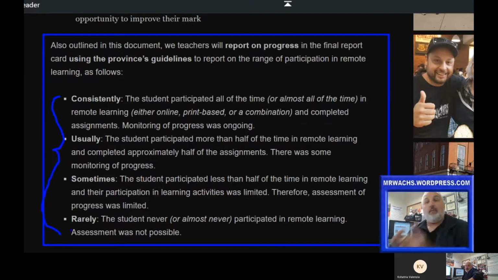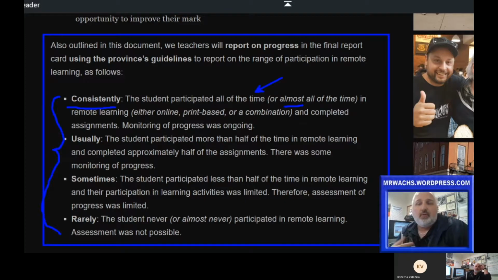Okay, so now you know what your mark is going to be on the report card, and you see what one of 4 possible report card comments will be. Let's start with the first one. Consistently. The way the province has defined this is that you participated all the time, or almost all the time, in online learning, which means you connected to online classes like this one, or you did some work and then handed it in.